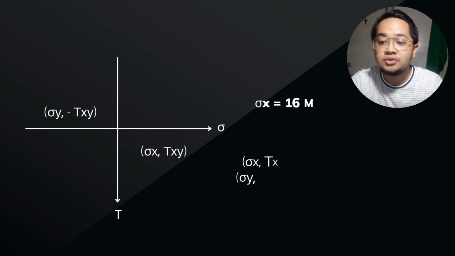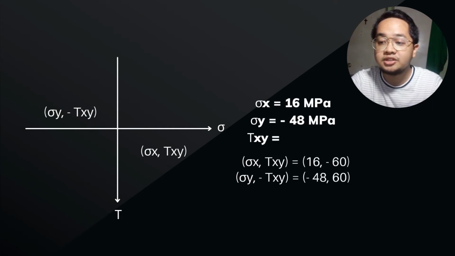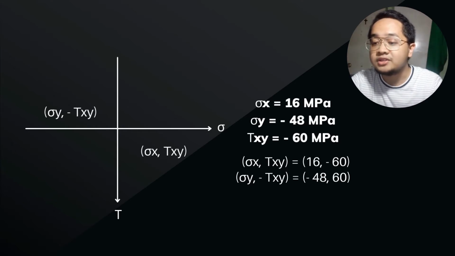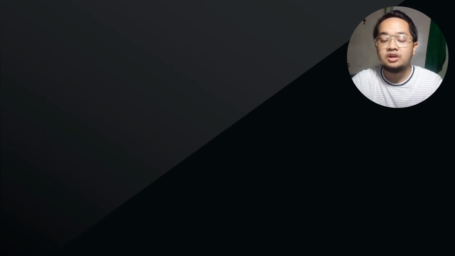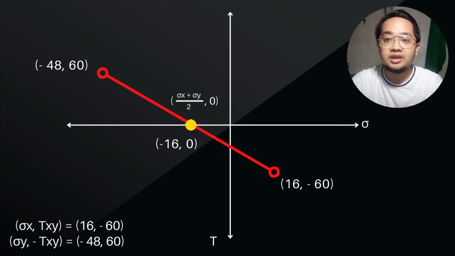Next, we plot the points using the values of our normal stresses and shearing stress. Point A is normal stress in x and Txy, or 16 and negative 60. And point B is normal stress in y and negative Txy, or negative 48 and positive 60. After plotting the points, connect them to make a line segment. This would also be the diameter of the Mohr's circle we will create.